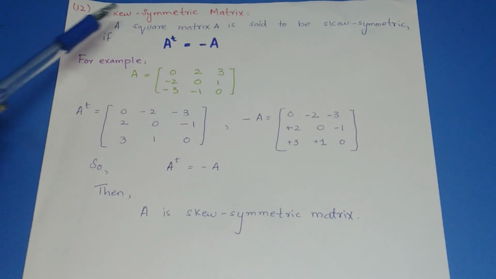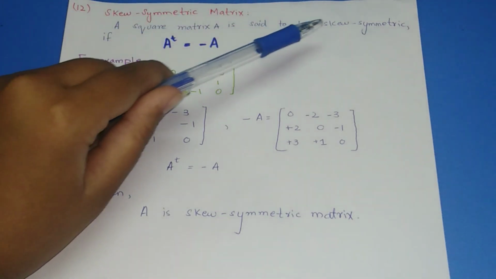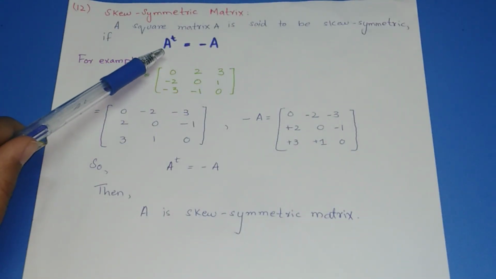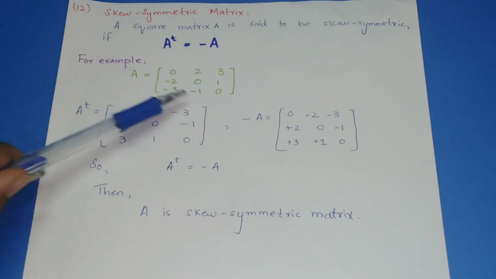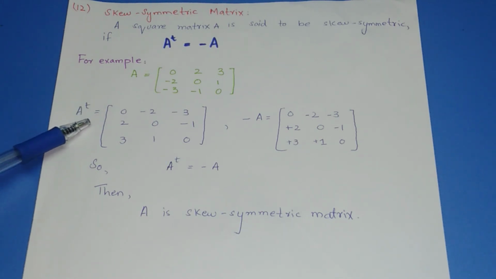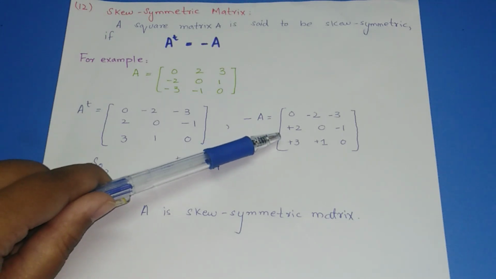The 12th type is skew symmetric matrix. A square matrix A is said to be skew symmetric if it satisfies this condition, that is its transpose is equals to its negative. For example, we take a matrix A here. According to condition, we find a transpose of the matrix A. Then we find the negative of the matrix A.